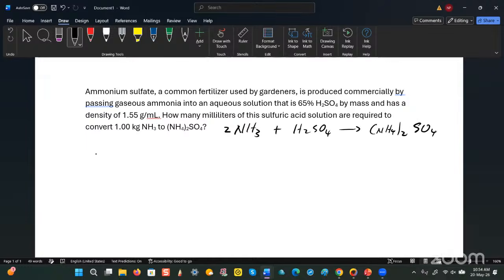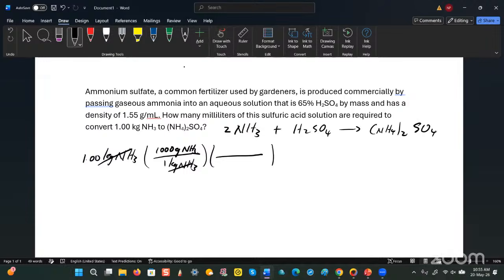So the next step is I'll start off with the 1.00 kilograms of ammonia. And what I would do first is convert that to grams. So that would be 1 kilogram of ammonia below, 1,000 grams of ammonia above. So this will go with that. And then the next conversion factor would be to convert from grams to moles, right?